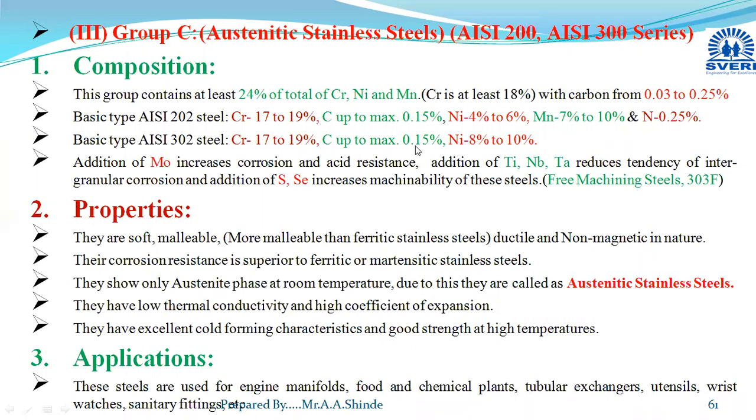Due to these properties, this group C or austenitic stainless steel is used for manufacturing of engine manifolds. And these are used in food and chemical plants. These are used in the manufacturing of tubular exchangers, utensils, then wrist watches, sanitary fittings. All these are applications of group C or austenitic stainless steels.